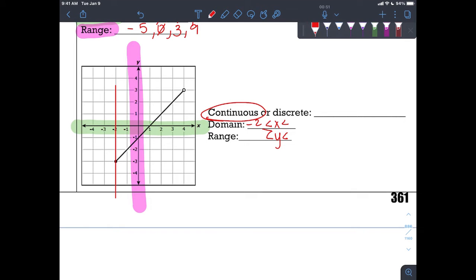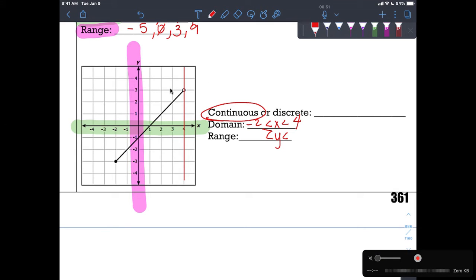Now I'm going to grab whatever my object is, and I'm going to look at the very furthest right. The very first point that I encounter is here at +4. I'm going to write that in. However, it is not filled in, so I do not put my extra line. My domain is now done.